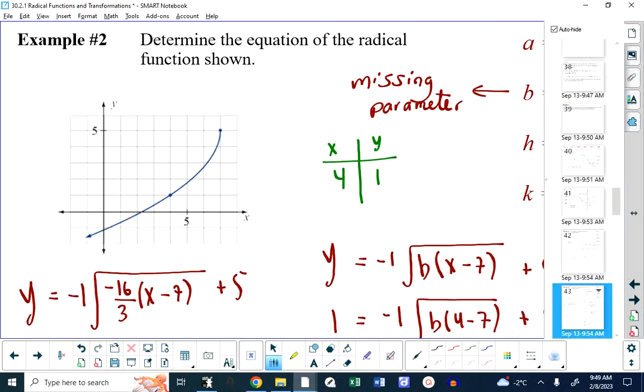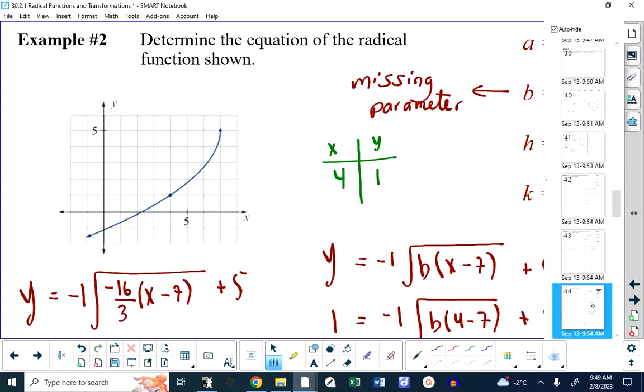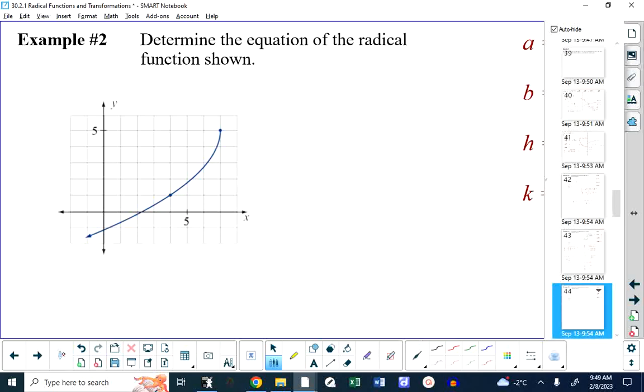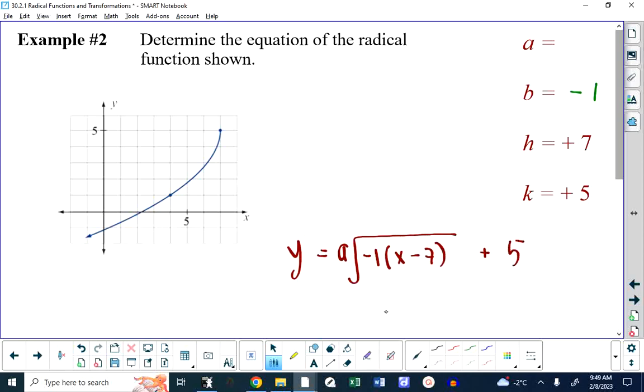But if I said, you know what? No. B is -1. What's the vertical stretch factor then? Or what's the vertical parameter A? Well, your equation would be this. Y equals A, which is unknown, root -1 x minus 7 end root plus 5. Does that click with you? Does that make sense? So how do we find this missing parameter?